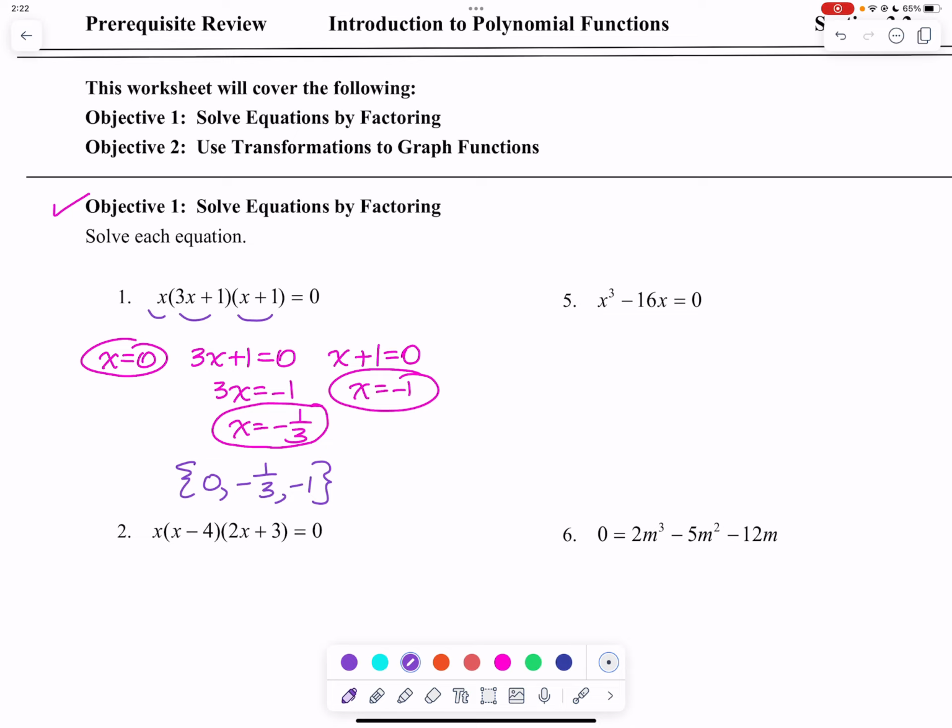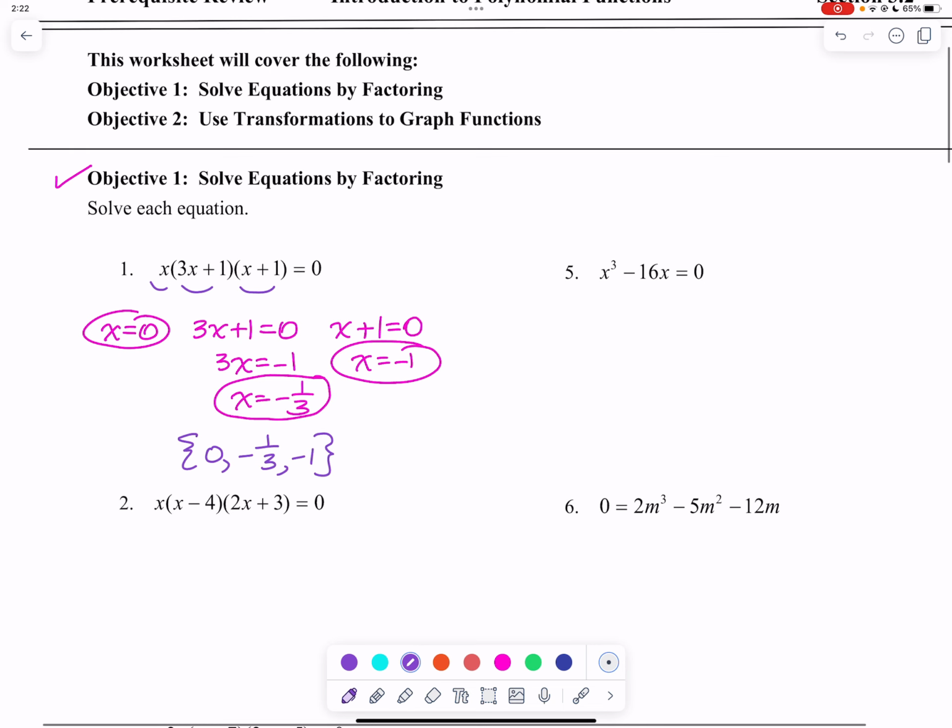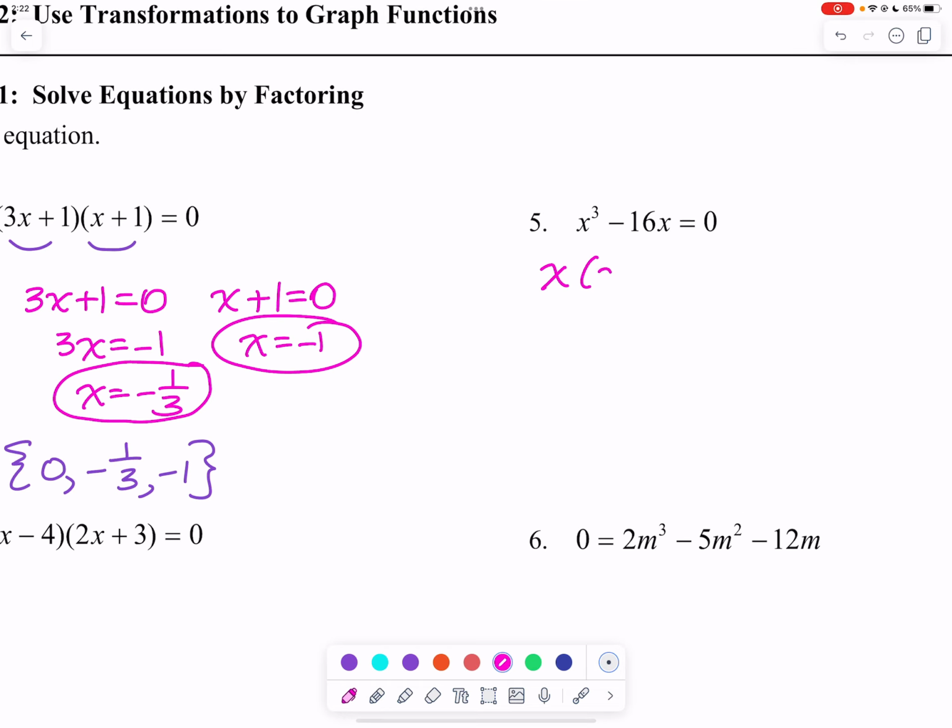Now, as you can see in number 5, we have two terms and they both have an x in them. So they need to stay on the left-hand side. And here we have a common factor of an x. Factoring an x out, we have x squared minus 16 is equal to 0. And what we notice now is that we have a difference of squares. We have x plus 4 and x minus 4.